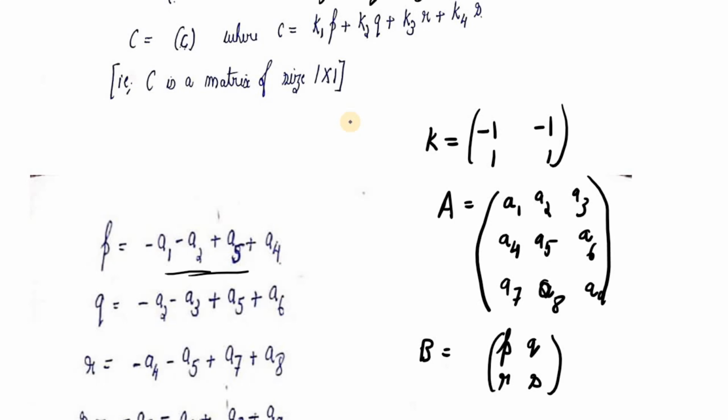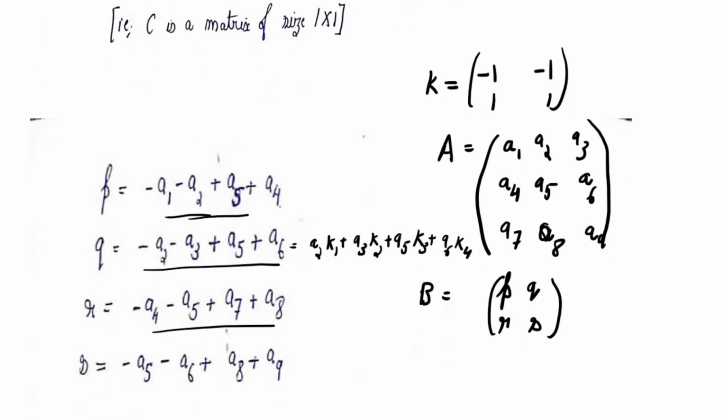Now let's see how Q was generated. It was A2 into K1 plus A3 into K2 plus A5 into K3 plus A6 into K4. We put the values of K1 and K2 as -1. K3 and K4 remain 1 as well. So we get the value of Q as this, and similarly we calculate the value of R, and eventually we calculate the value of S.